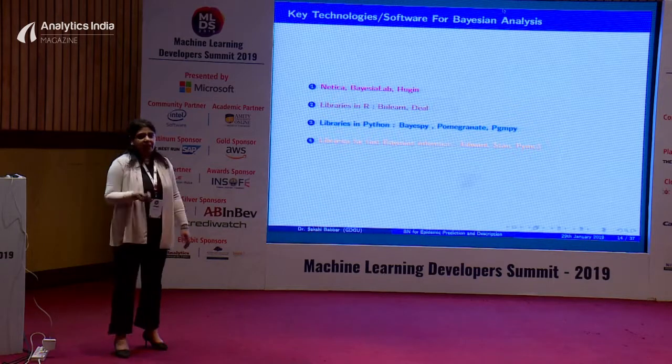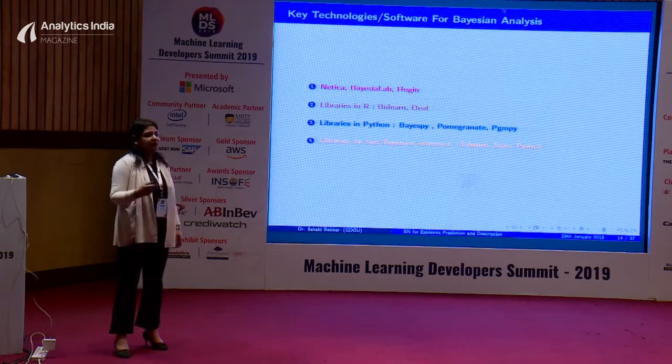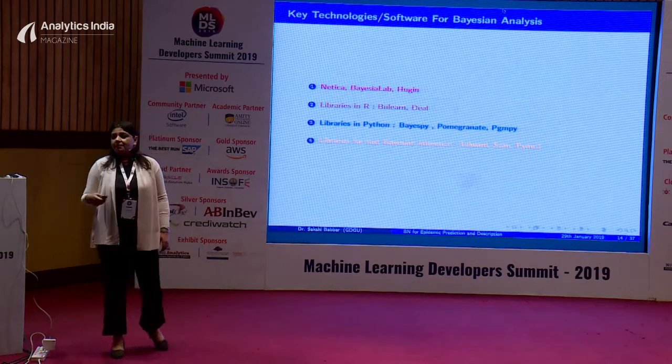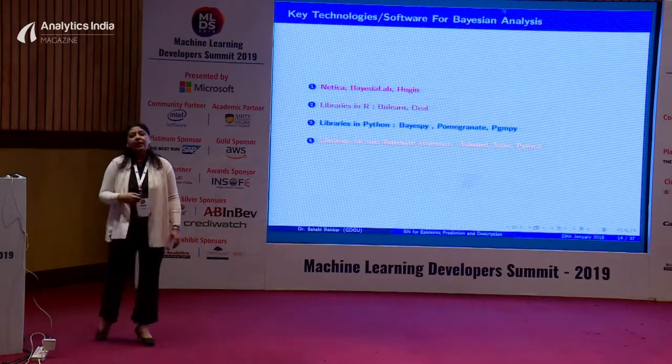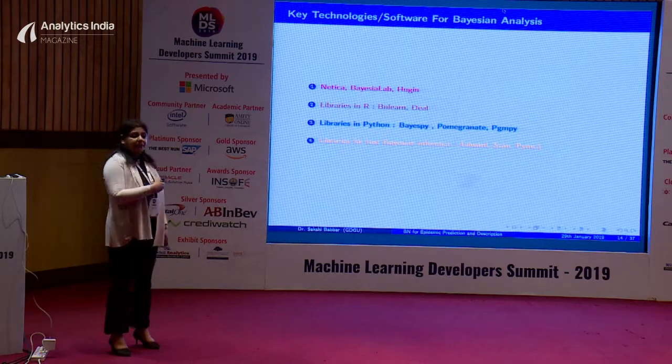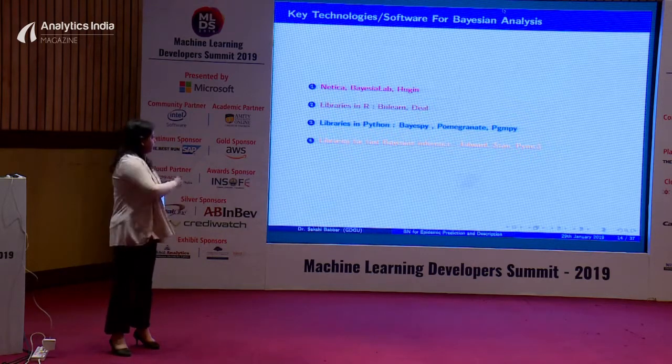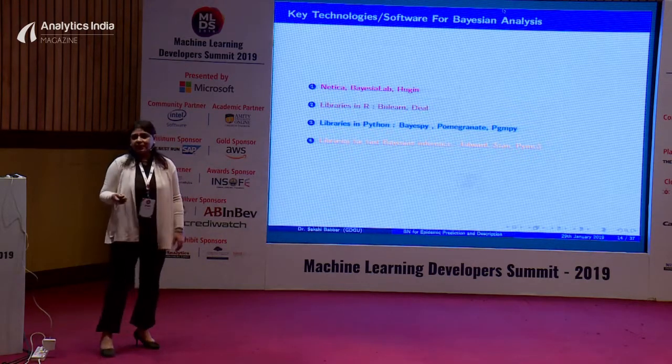We have libraries in R as well. It's bnlearn and deal. They are very popular libraries by which you can make Bayesian models and do inference around them as well. We have libraries in Python as well. BayesPy and Pomegranate are some examples.